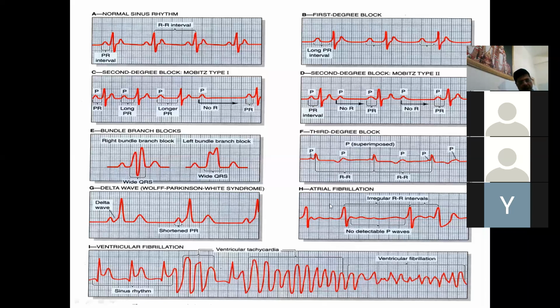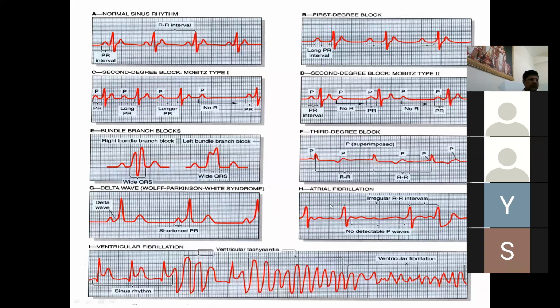Now, after the bundle of His enters the ventricles, it again divides into two branches. It gives off the right bundle and continues as the left bundle. The conduction in these bundle branches can be blocked. That happens whenever there is some myocardial ischemia or infarction involving these bundle branches. Here you can see the first one is a right bundle branch block, and the second one is the left bundle branch block.